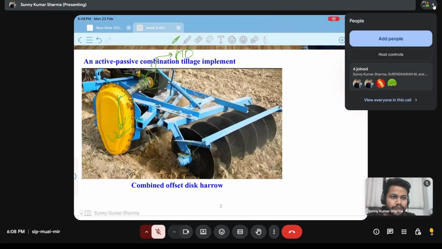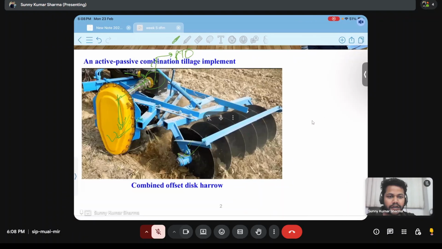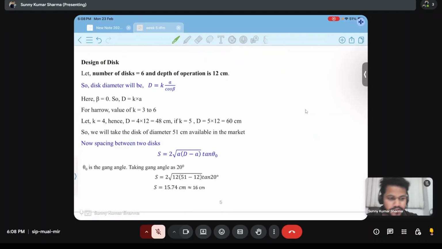So before proceeding further, if you have any doubt from last weeks 1, 2, 3, 4, which we have already discussed, you can ask, then we will proceed further. Have you solved those questions? Week 1 to 4, have you solved?